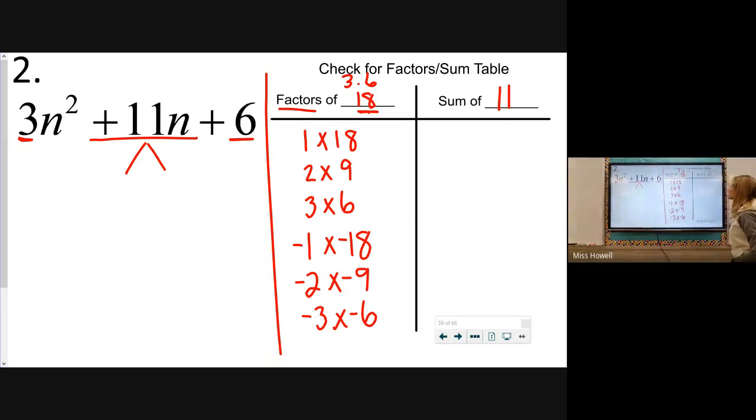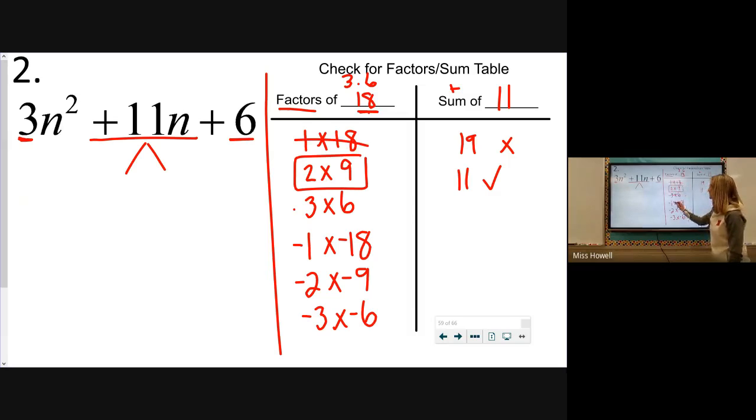I'm looking for the one that when I add these digits up, do I get 11? So 1 plus 18, that's 19. That doesn't work, right? 2 plus 9, ooh, that's our magic combo. This is the one that's going to work. So I don't need any of these other ones, right? I could have stopped when I got to the magic amount of 2 and 9.